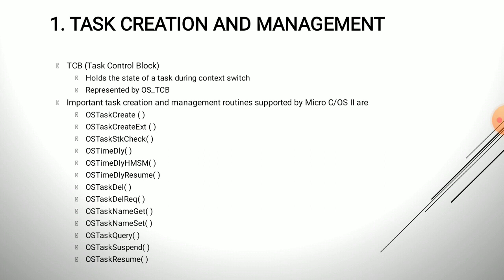Next one is what is a TCB, task control block. A task control block is assigned to a task when a task is created. TCB is a data structure for holding the state of a task. It is essential for handling the state information during a context switch. And the TCB under micro C OS2 is represented by OS_TCB. So OS_TCB represents the TCB, that is task control block.